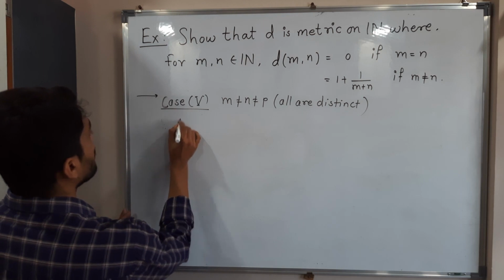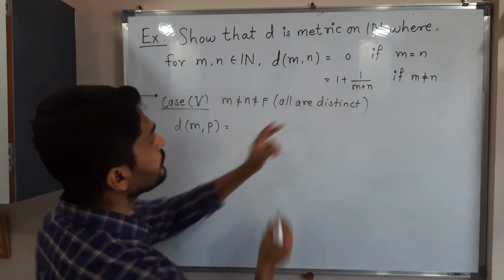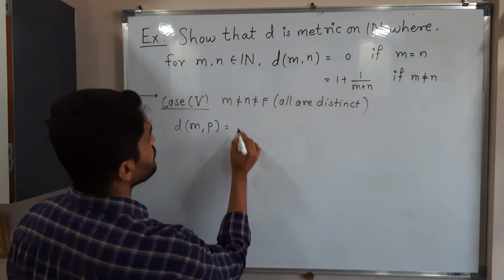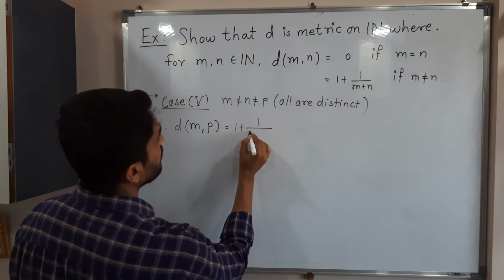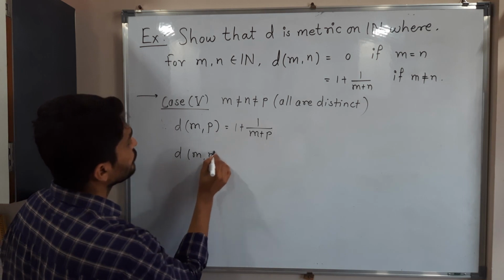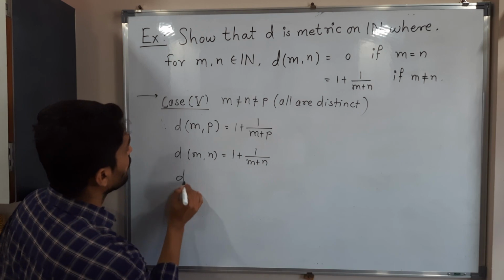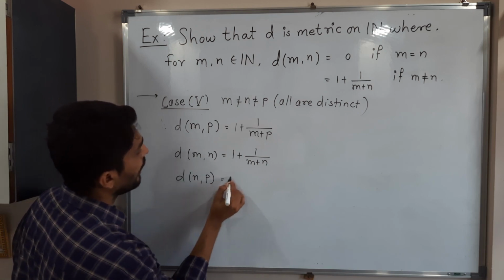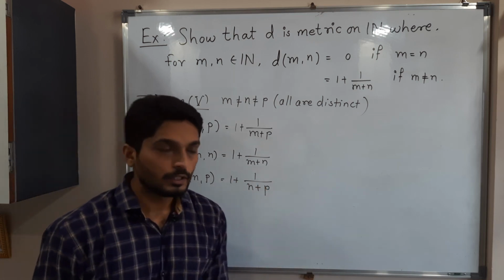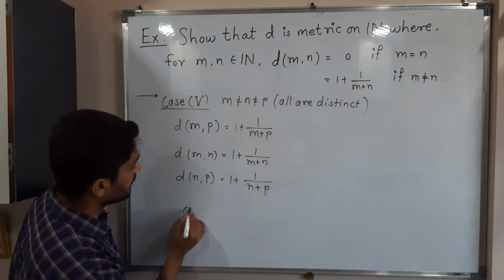Then, d of mp, d of mn, these are two, so I should follow the second definition everywhere since none of them are equal. So by the second definition, d of mp is 1 plus 1 upon m plus p, right? What is the value of d of mn? That is also, I should follow the second definition since none of them are equal, right? And d of np is also 1 plus 1 upon n plus p. Okay, right? So see what will happen clearly.